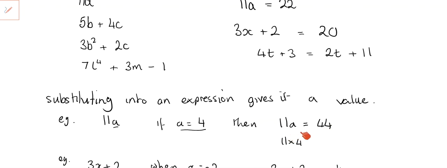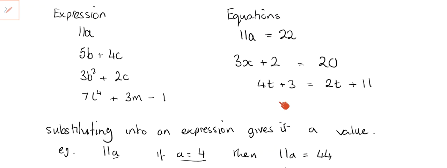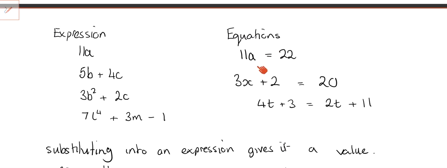Now, when I've given an expression a value, it becomes an equation. So all these expressions have been given values. You will notice that an expression has no equals sign. An equation, if you notice, has an equals. So an equation is an expression with an equal sign, which means it has a value.